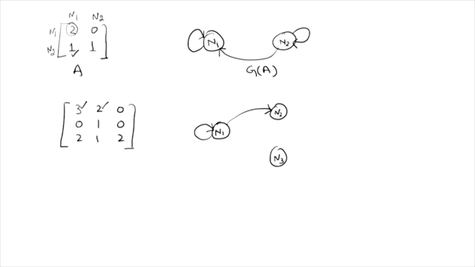Then 2 to 1, 0. 2 to 2, yes, I have an edge. 2 to 3, I do not have. 3 to 1, I have an edge 3 to 1. 3 to 2, yes, and then 3 to 3. So, if this is my matrix B, then this is the graph of B. In this way we can define the graph of a given square matrix.